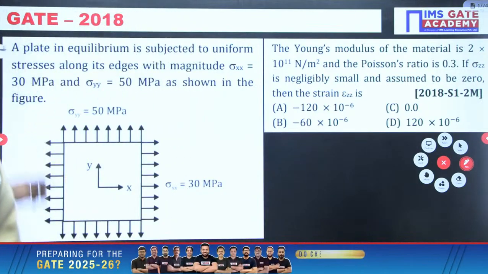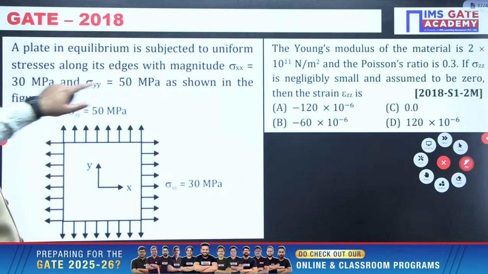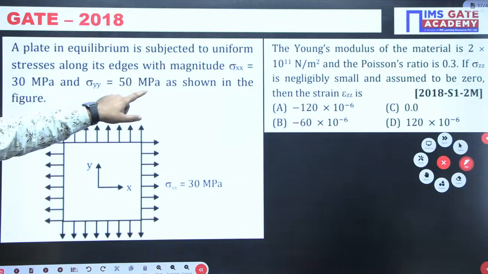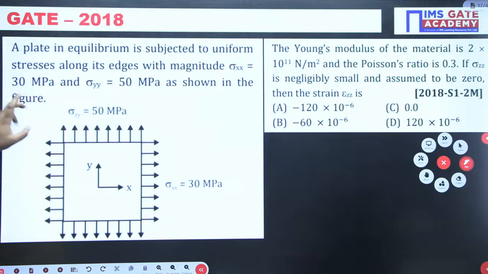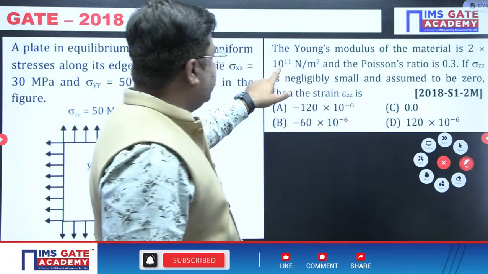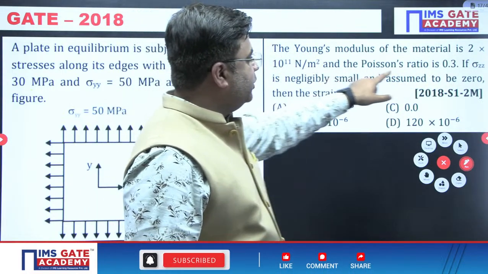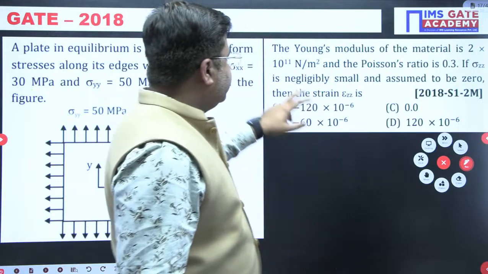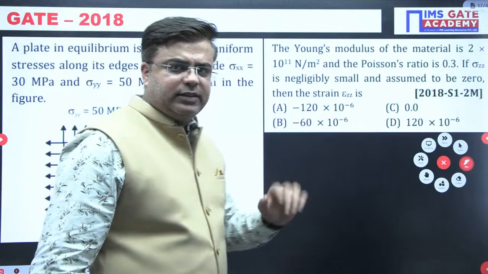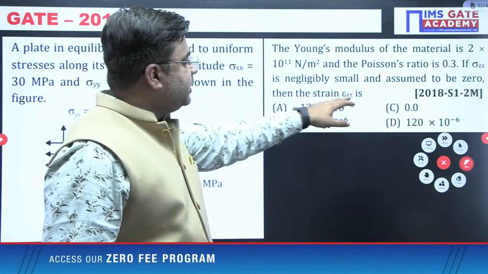So the question says that a plate in equilibrium is subjected to uniform stresses along its edges with magnitude of sigma x is 30 megapascal, sigma y is 50 megapascal, and there is no stress acting in the z direction. The Young's modulus of the material is 2 into 10 raised to power 11 Newton per meter square and the Poisson's ratio is 0.3. If sigma zz is negligibly small and assumed to be 0, then the strain epsilon zz is.